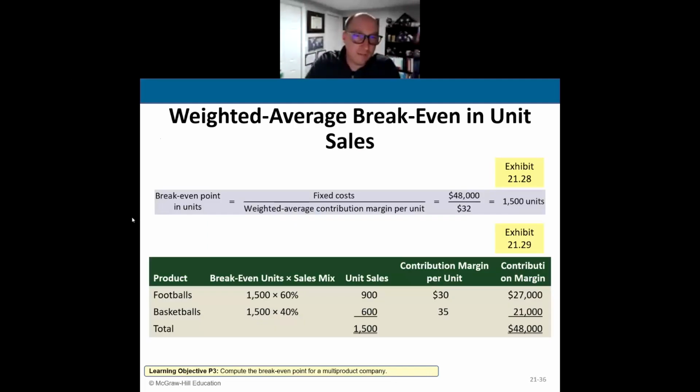To find the break-even point in units, we take our total fixed cost, in this example $48,000, divided by the weighted average contribution margin per unit, 32, which means I need to sell a mix of 1,500 units. That could be a mix of both footballs and basketballs. It doesn't matter. I just have to sell 1,500 units.